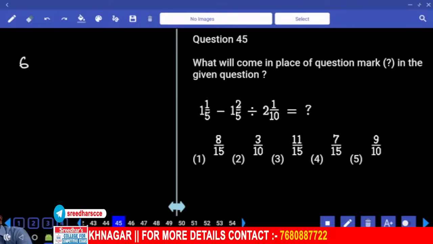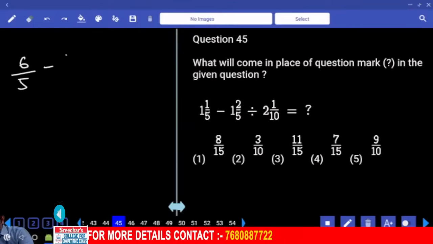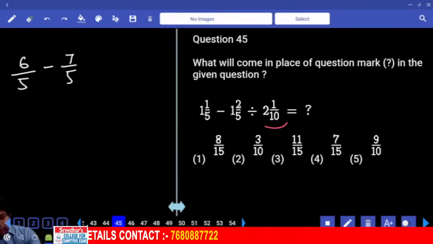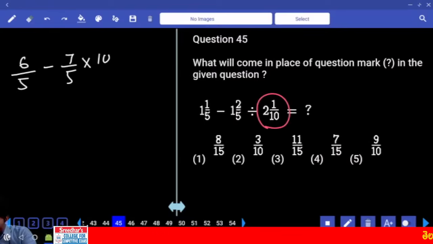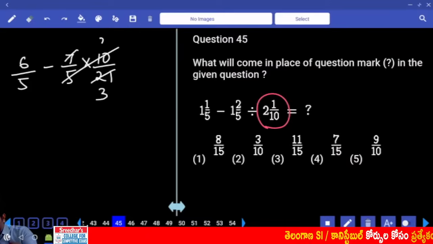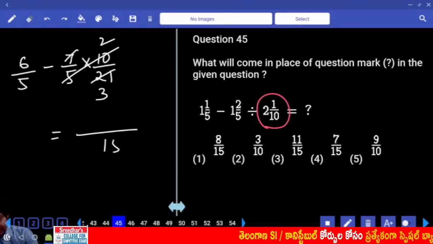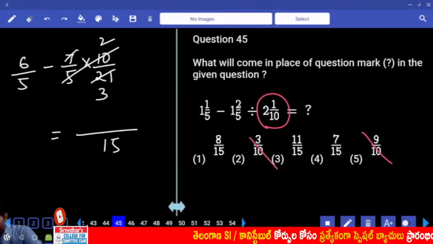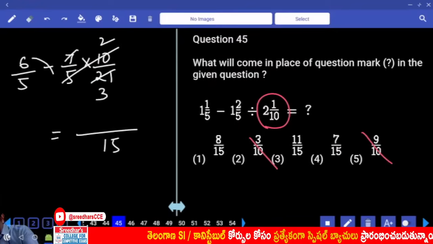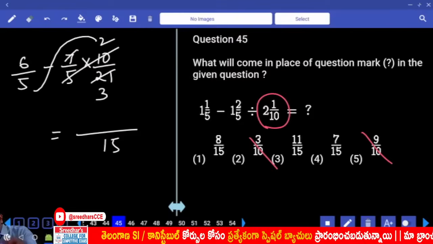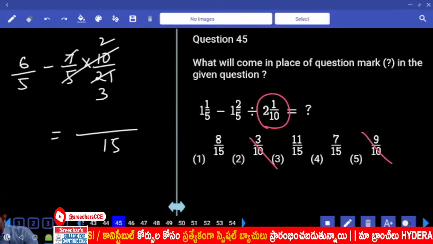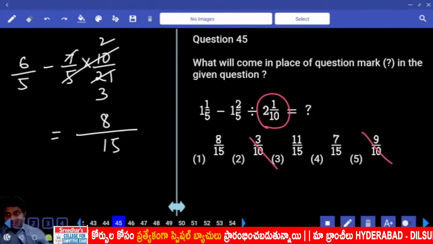1 by 5. 6 by 5 minus 7 by 5. 21 by 10. 21 by 10 divided by 21 by 10 can be written as into 10 by 21. 7 how many times? 5. LCM. 3 options are there. Correct. 6 3s. 5 2s. 18 minus 10. First option.